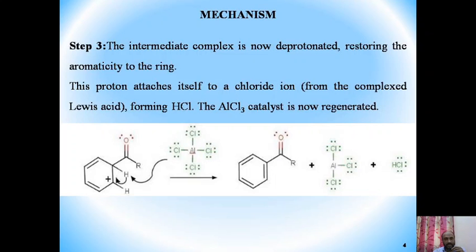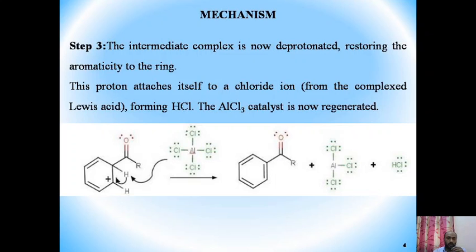In the third step, the AlCl4 minus ion which is present inside the reaction mixture will release one Cl minus. At the same time, this carbocation also releases one proton, and that proton will be accepted by this Cl, and that's why you will get HCl as the byproduct and AlCl3 as your catalyst. Whatever was used in the reaction mixture, the same compound you will get after the reaction.